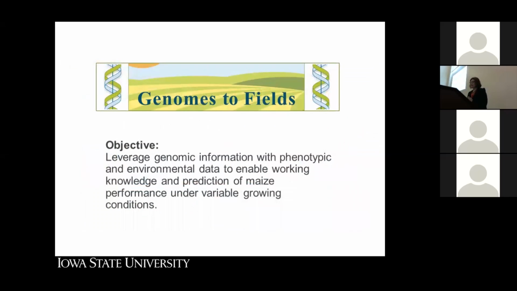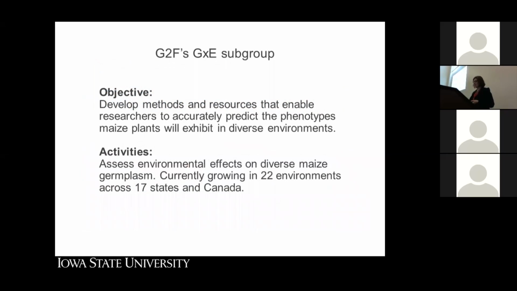The objective of Genomes to Fields is to take genomic information, phenotypic data, and environmental data and allow other people access to it so that we can develop a better working knowledge of how maize performs under lots of different growing conditions. There's a G by E subgroup that is developing these methods and resources so that we can predict phenotypes for diverse environments. These are environments we've already seen, and environments we expect in the future. The kinds of things that we've been doing are to assess environmental effects on the germplasm we've been growing in lots of different places. So 22 environments in 17 states and Canada have been evaluated.